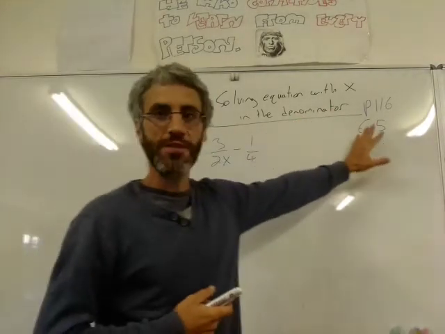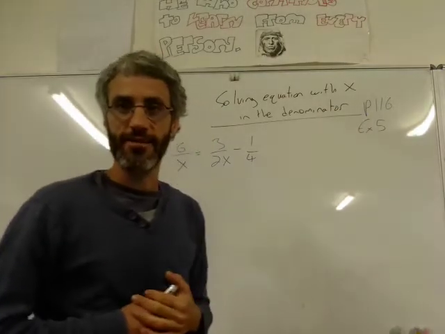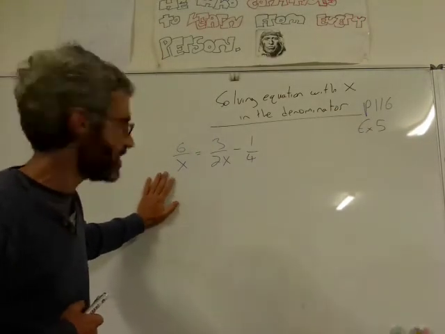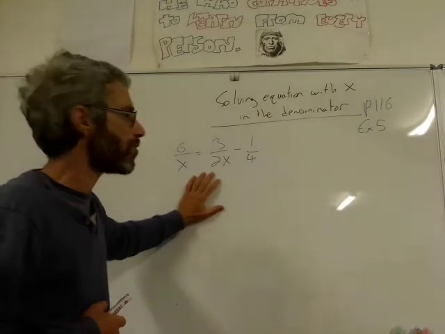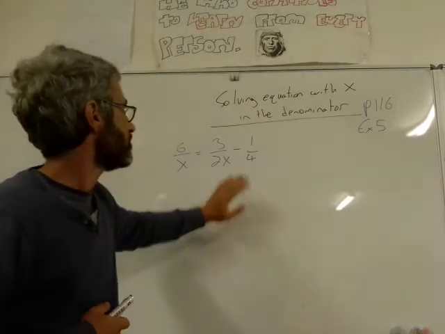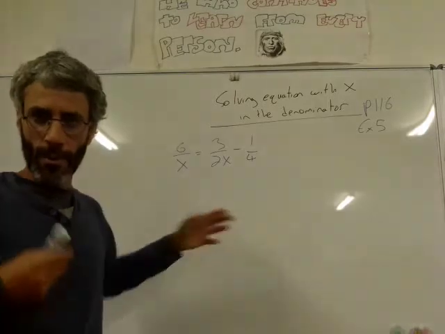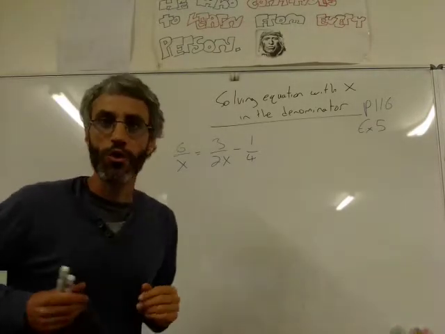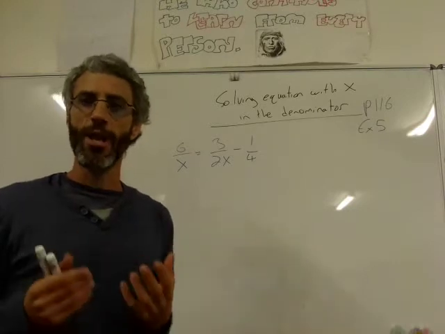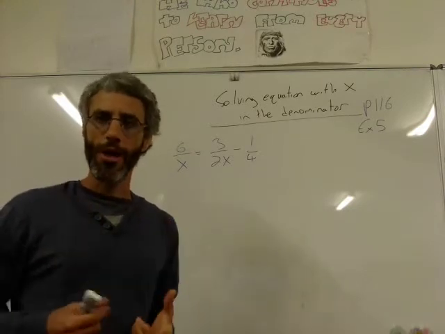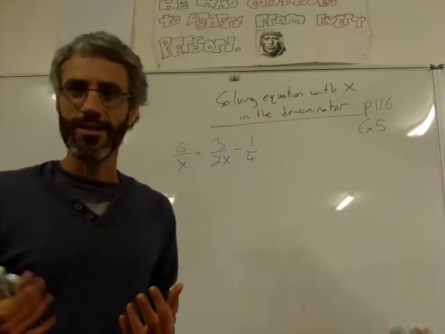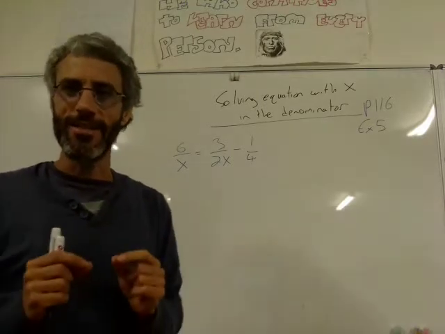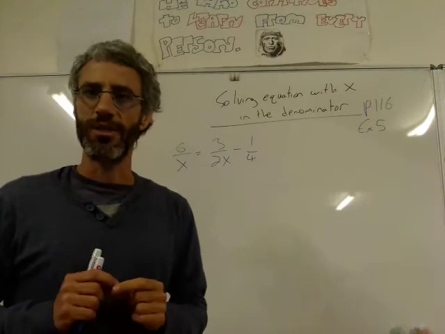We're on page 116 in exercise 5, and this is one of the exercises, I think it's exercise D: 6 over x equals 3 over 2x minus a quarter. Now remember, when we look at all these denominators, what we want to do is get rid of the denominators. We want to have a normal equation with no denominators. How do we do that? We have to find the LCD, the lowest common denominator.